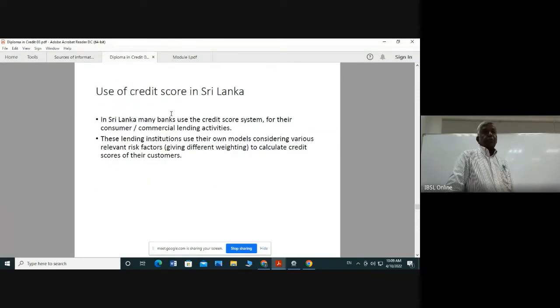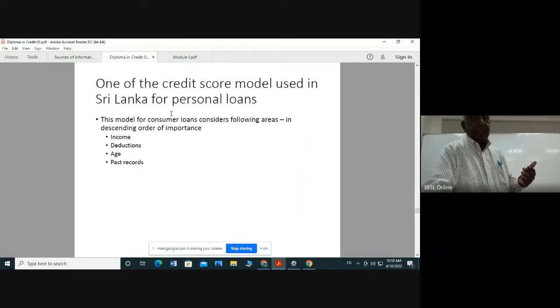Use of credit score in Sri Lanka. In Sri Lanka, many banks use the credit score system for their consumer and commercial lending activities. These lending institutions use their own model considering various risk factors, giving different weighting to calculate the credit score of their customers. So this is one of the very old credit score systems by a bank. This model for consumer loans considers the following areas in descending order of importance.